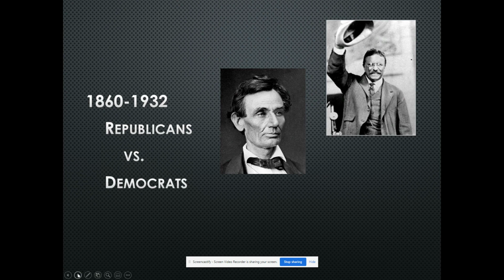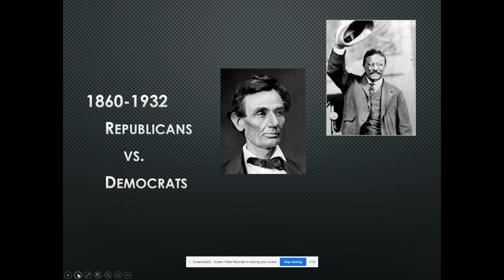So between 1860 and 1932, not only do we have the two main parties that we know today, but during the 72-year time period, we have one of these two political parties that totally dominate. And I'm sure if you can guess who's on the winning side of the Civil War, you can guess what party dominated national, state, and local for decades after that. And that, of course, was the Republican Party.